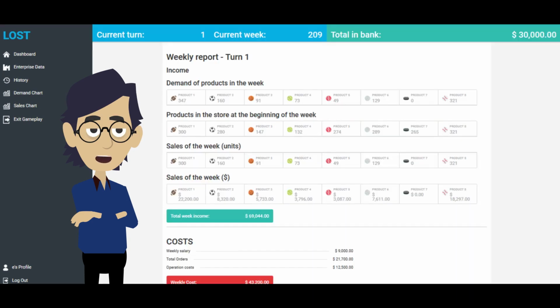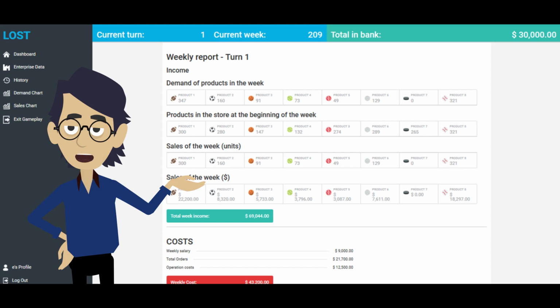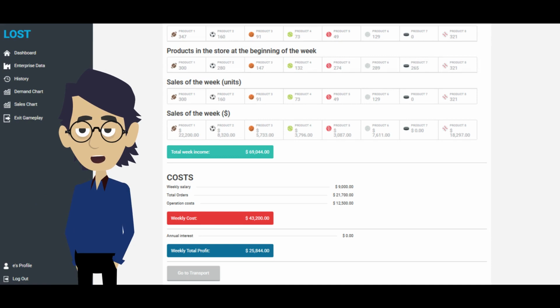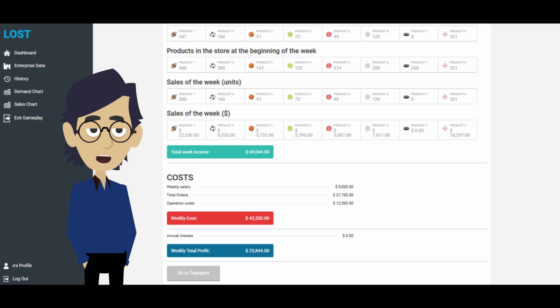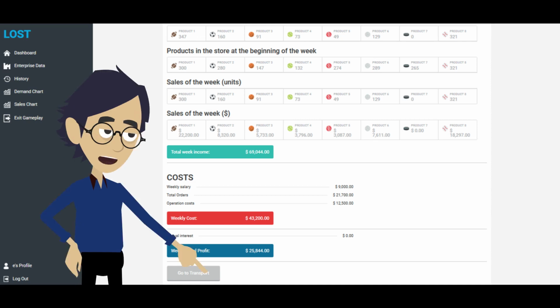When we click, the weekly report screen appears, which is a report of income and costs. The screen shows us the demand for each item, the amount we had in inventory, sales, and item revenue. At the bottom, the disaggregated costs appear: wages, orders, and operation costs. Below, our profit or loss for the week is displayed. This total will increase or decrease our total in the bank. This amount is what you must add to or subtract from the money you had in the bank. Now, click on the button, Go to Transport.